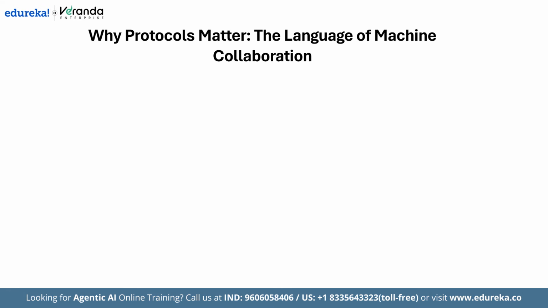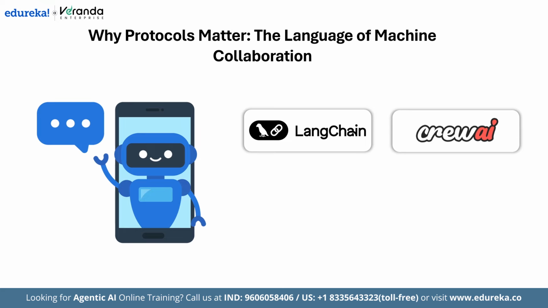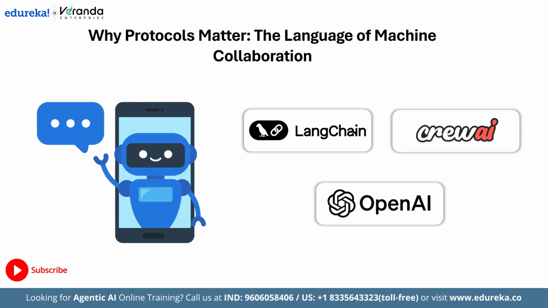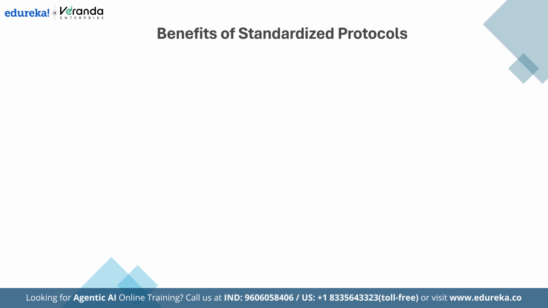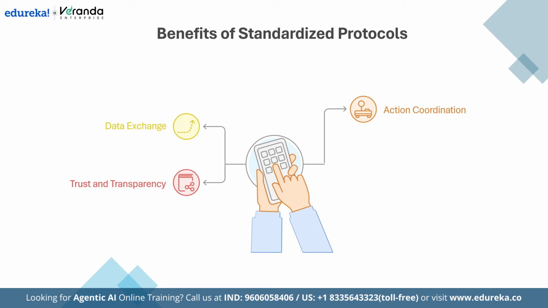Now, why do protocols matter? Imagine if every company built their own agents in isolation, one using LangChain, another using CrewAI, another built on OpenAI. If they all spoke different languages, none of them could collaborate. It would be like trying to run the internet without a standard like HTTP. Complete chaos. That's why standardized protocols are essential. They give AI agents a shared way to exchange data and context, coordinate actions, maintain trust and transparency, and collaborate securely across systems. In short, I can say that protocols are the glue that make intelligent systems truly work together.